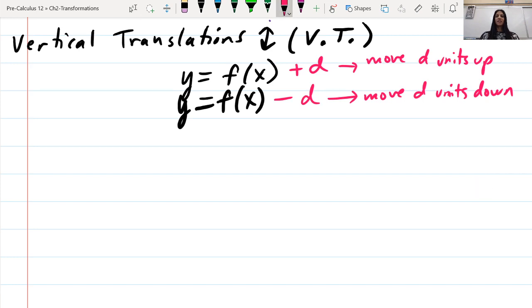So if it says plus d, we move it up. If it says minus d, we move it down. So you don't need to think about in terms of opposites. We only think in terms of opposites when we're dealing with anything that affects the x values.